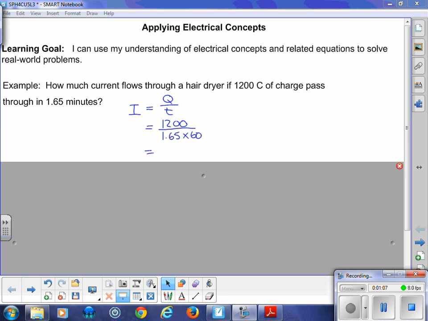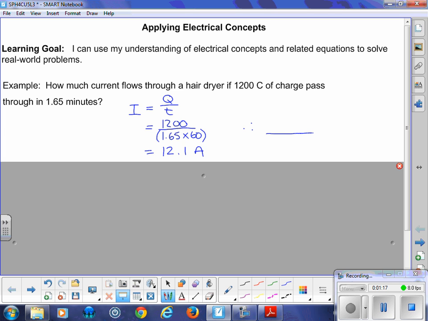When you do that calculation, if you're going to do it all at once in the calculator, make sure you put this in brackets so the calculator does that multiplication first, and I get 12.1 amps. All right, so that's how much current is being used in the hairdryer. It's a 12 amp hairdryer.